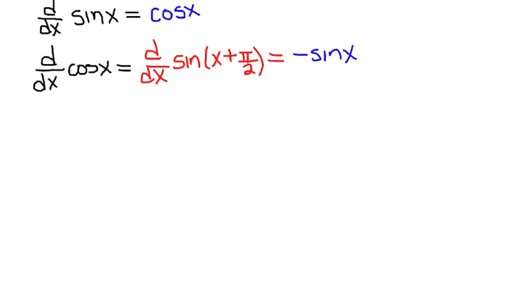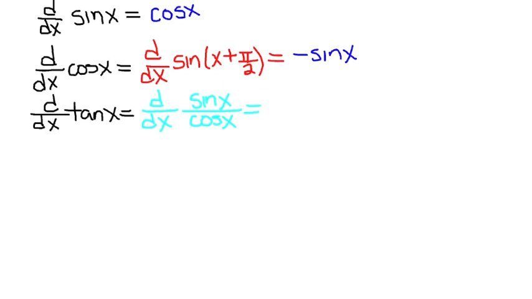Now let's look at the derivative of tan of x using the derivative of sine of x and cos of x. The derivative of tan of x can be written as the derivative of sine of x over cos of x, and we can use the quotient rule in order to find the derivative. Now pause the video and try and work this derivative out on your own using the quotient rule. Now that you've worked it out on your own, you should notice that the derivative of tan of x is equal to 1 over cos squared of x, or we can write this more commonly as secant squared of x.